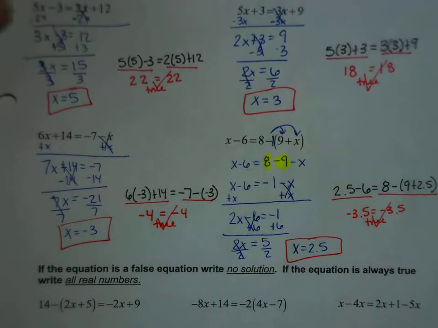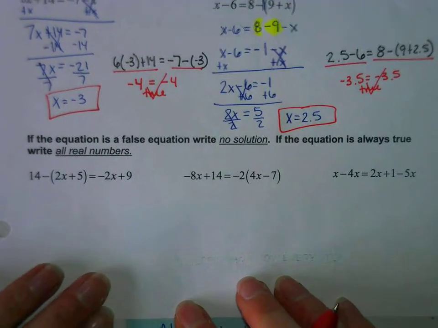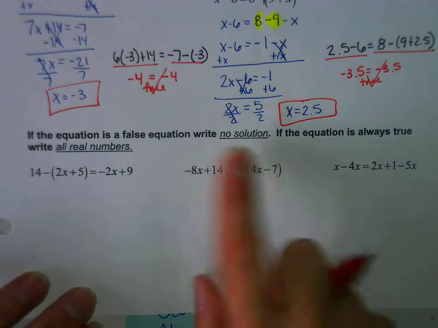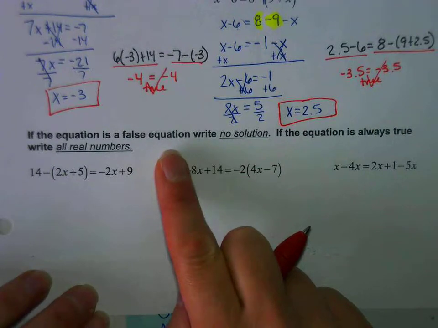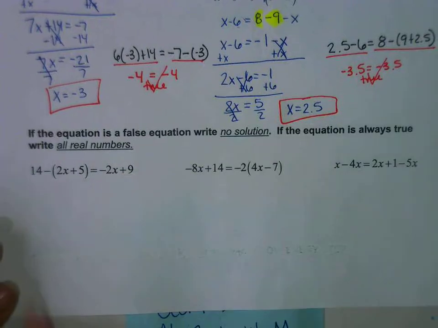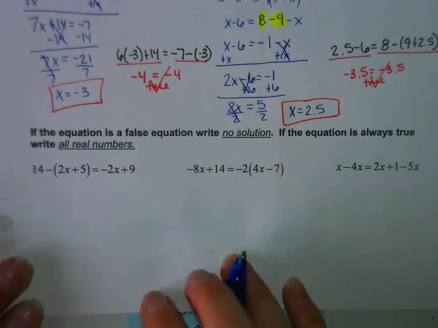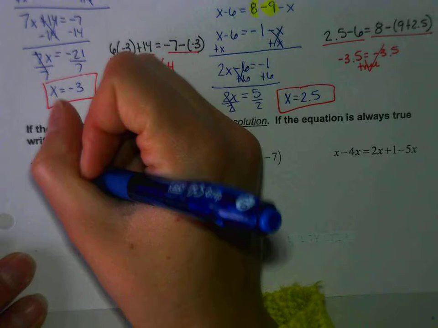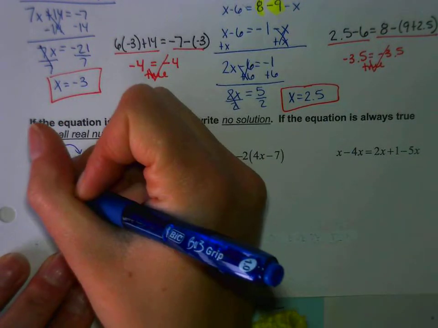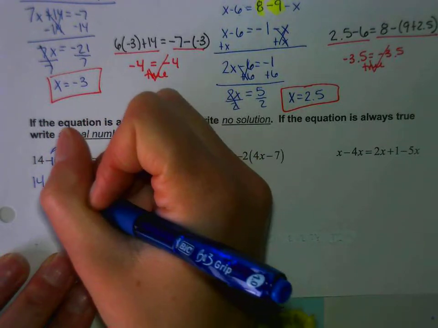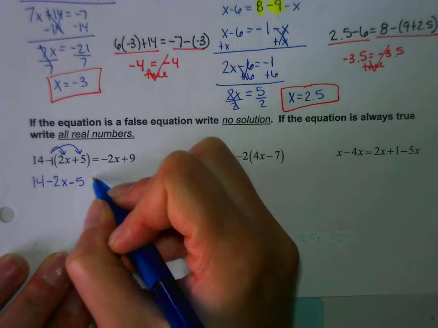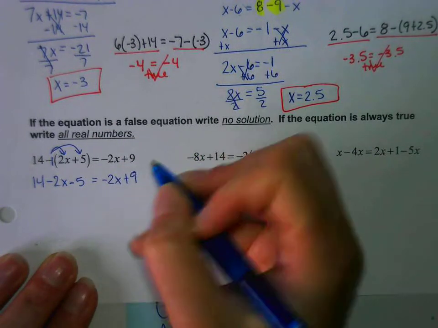So the next part we're going to look at is determining whether something has a solution, which would be all real numbers, or no solution. So when we solve this, if it's a false statement, it's going to be no solutions. And if it's a true statement, we'd write all real numbers. So we're going to start with distribution, which we have a negative 1. We're going to be distributing to the 2x and the 5. So I have 14. Negative 1 times 2x is negative 2x. Negative 1 times 5 is negative 5. Equals negative 2x plus 9.